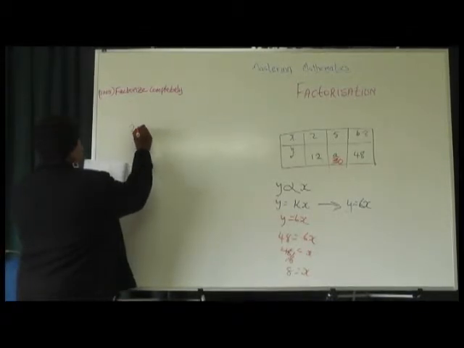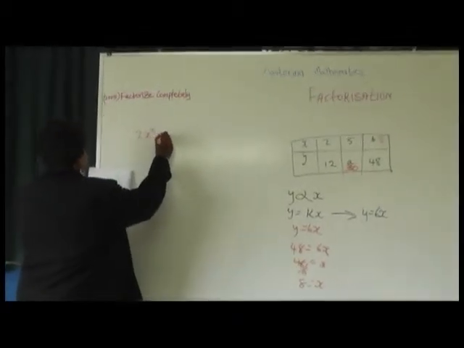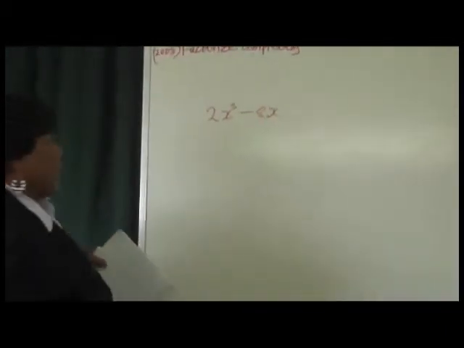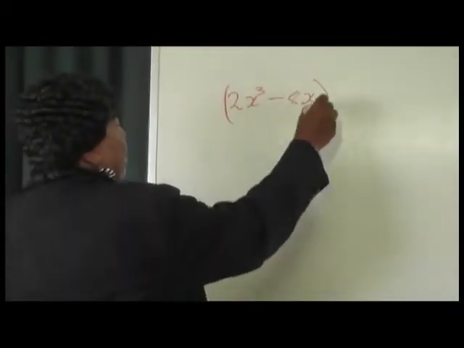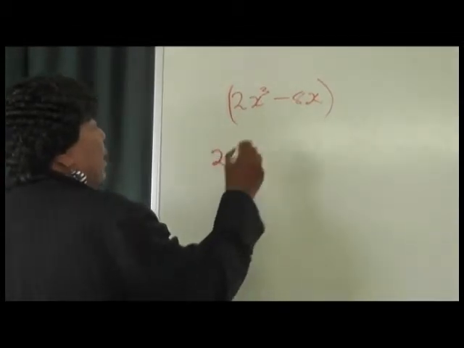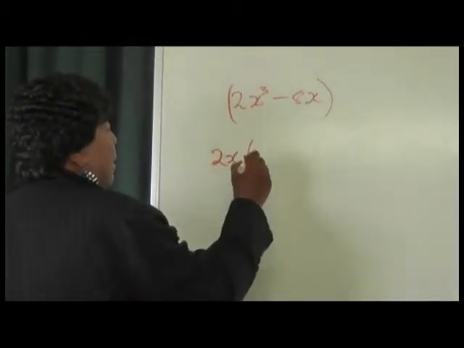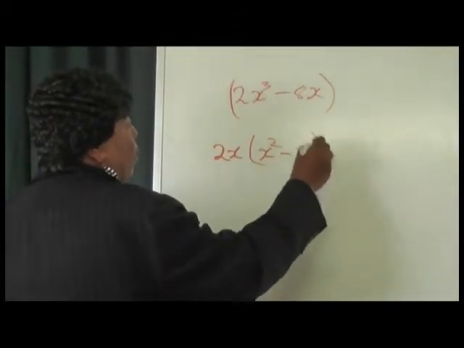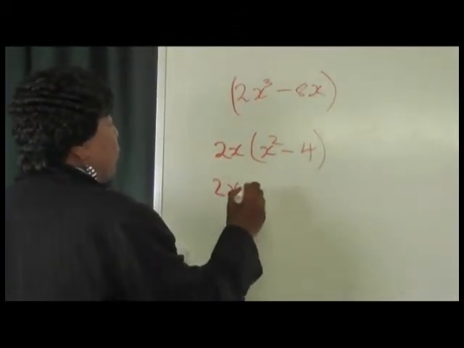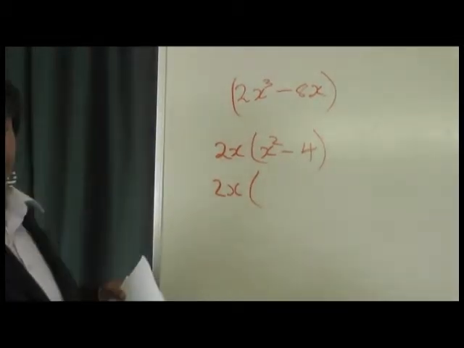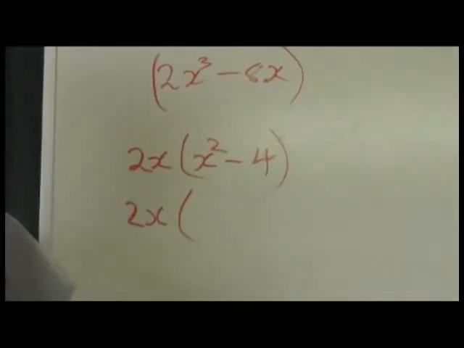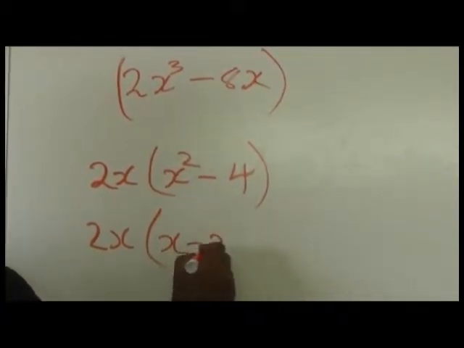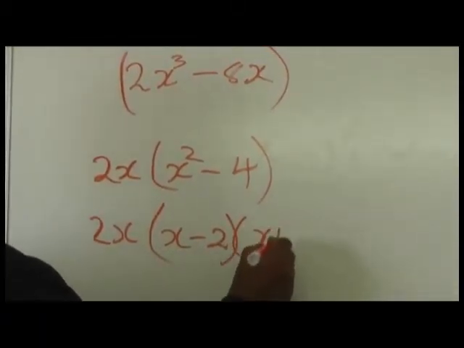Factorize completely: 2x cubed minus 8x. And again, these are our dear little darlings, okay? Put your bracket around. 2 is common. We can take out an x. And then you're left here with x squared minus 4. Now, we know that we have a difference of squares. X squared minus 2 squared, okay? So we know that that can go into x minus 2 times x plus 2.